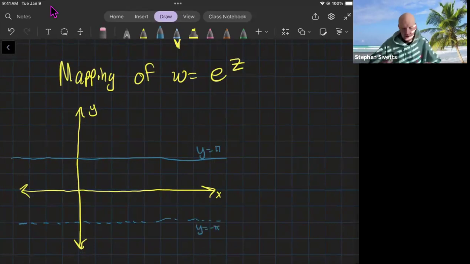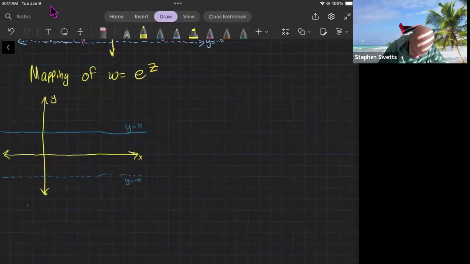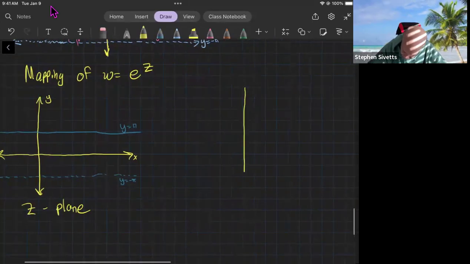Okay, so we're going to look at some various curves in the z-plane. And we're going to look at what those look like in terms of the w-plane.